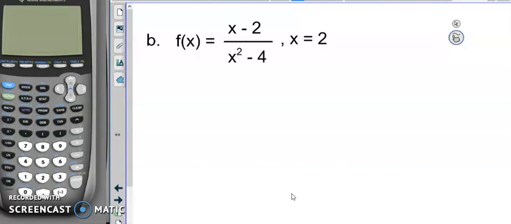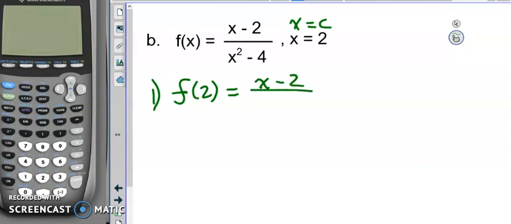All right, so with this one, let's go with step 1. We have our rational function that we've been talking about. So it says f of x equals x minus 2 over x squared minus 4. And with this part here, we're saying x equals 2. If we're looking at that part, we know x equals c. So we'll do f of 2 for this function here. All right, substitute 2 in for x.